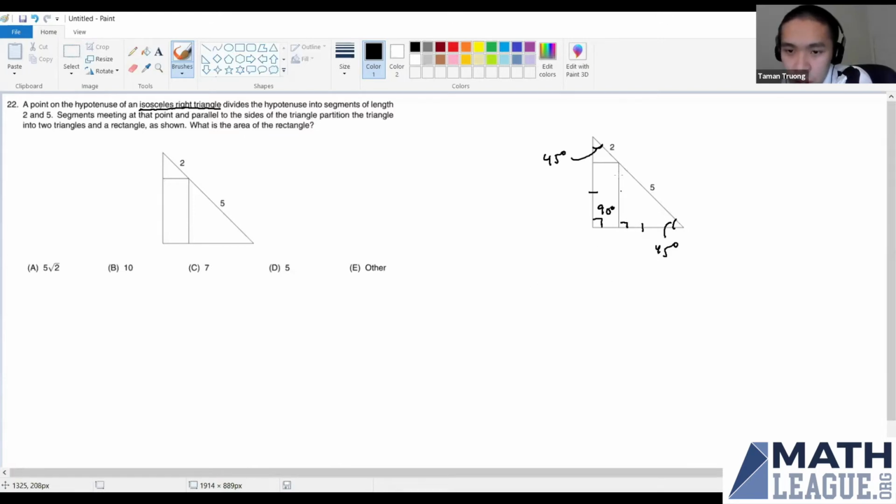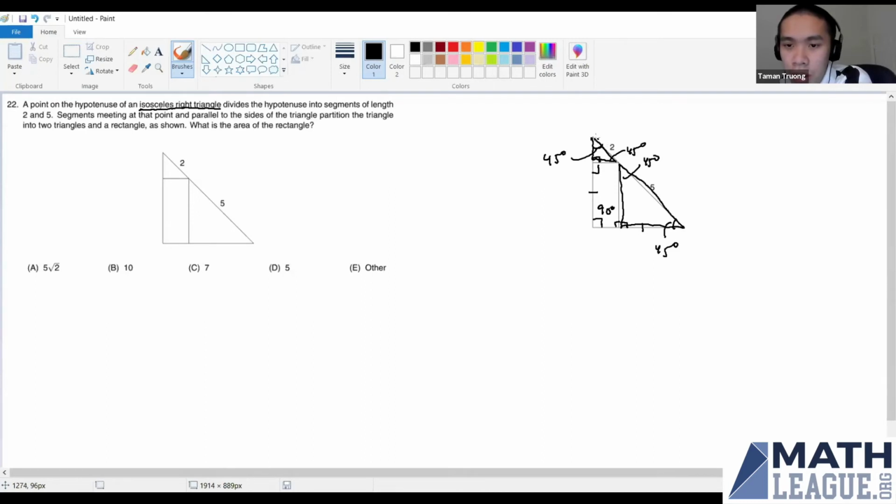And similarly, since this is a rectangle, this is also a right angle, this is also a right angle, this is also a right angle, this is also a right angle, which means that this angle is also 45 degrees, and this is also 45 degrees. Which means that these two smaller right triangles are also isosceles.